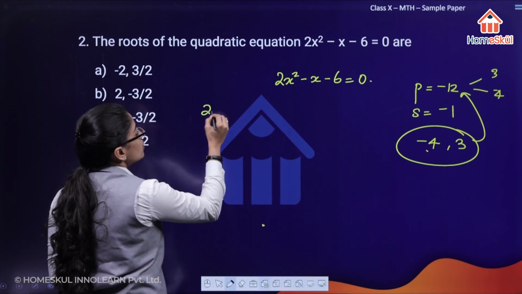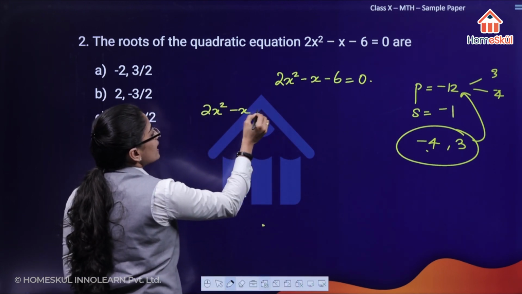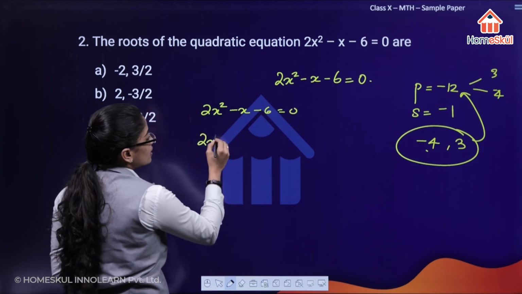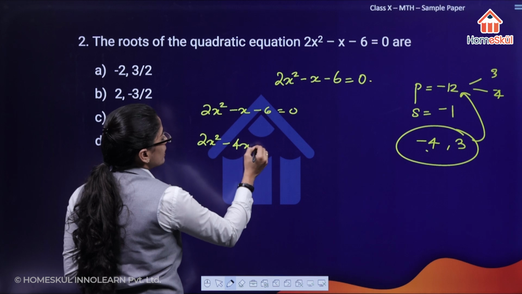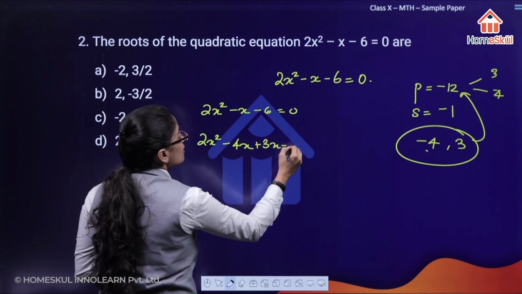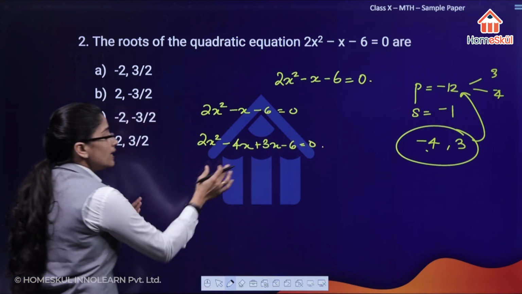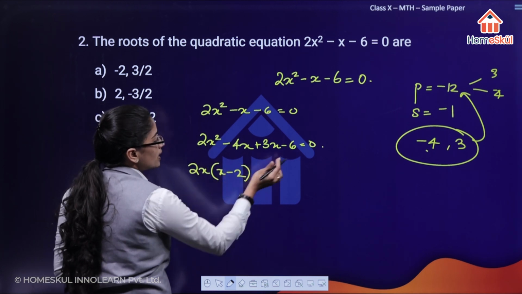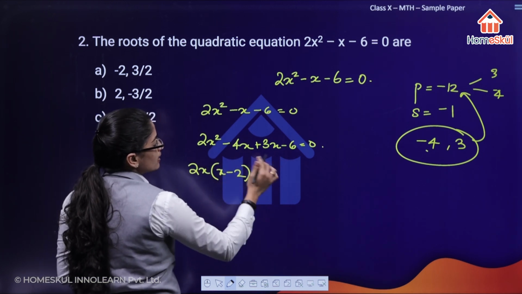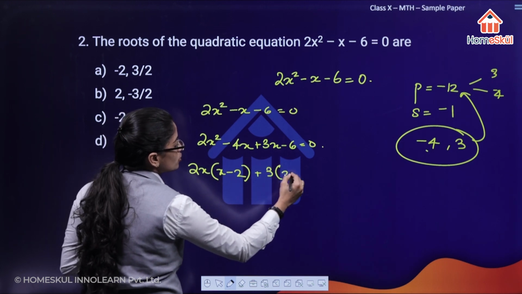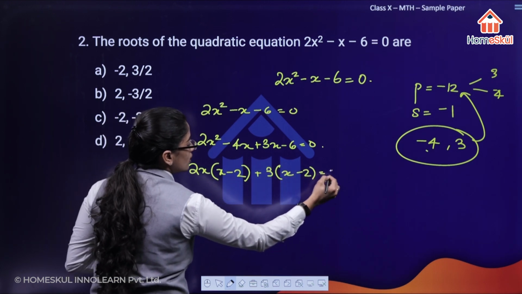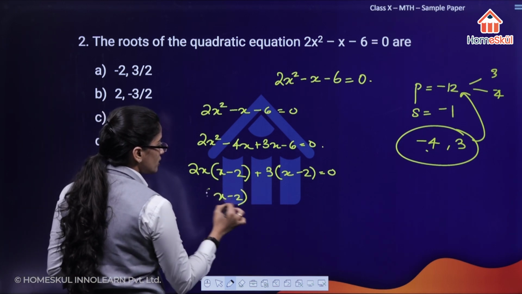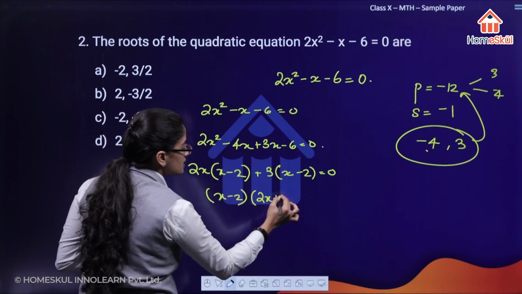That means we could write 2x square minus x minus 6 is equal to 0 as 2x square minus 4x plus 3x minus 6 is equal to 0. Taking 2x common here, 2x into x minus 2. Here we could take 3 common, isn't it? So, plus 3 into x minus 2 is equal to 0. Here, x minus 2 is a common factor. So, x minus 2 into 2x plus 3 is equal to 0.